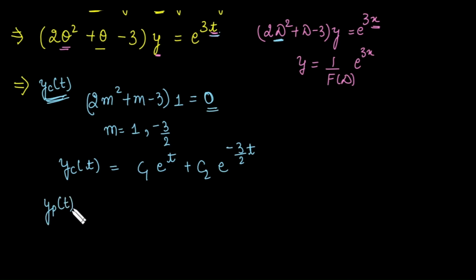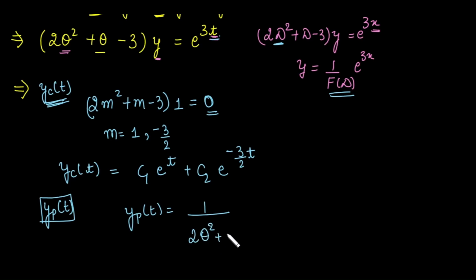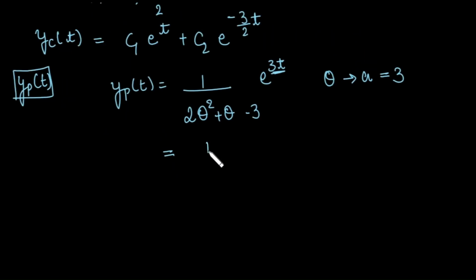Now we need to evaluate the particular integral in order to find the general solution. So for the particular integral, we will create it in this form. So y_p(t) is equal to 1 by 2 theta squared plus theta minus 3, e raised to power 3t. In the case of exponential, we replace D by a, and here we replace theta by a. And what is a? a is the coefficient of x in that case; now it is the coefficient of t, that is equal to 3. So substitute theta equal to 3. So we have 18 in this term.